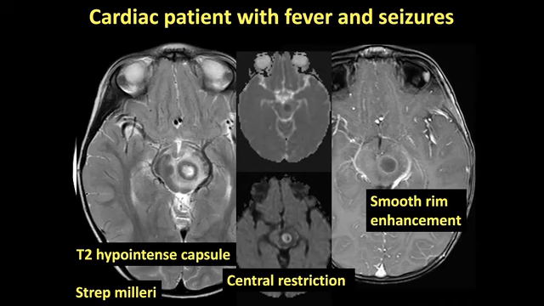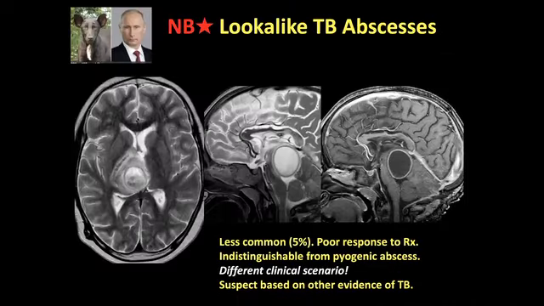So what about a lookalike? Important, if your patient is coming from an area where TB is endemic or is immunosuppressed, a TB abscess can look absolutely identical to a pyogenic abscess. These are two different patients. The one on the left, you can see that there is some central T2 hypointensity, where the one on the right looks almost identical to the abscess that I've just shown you.